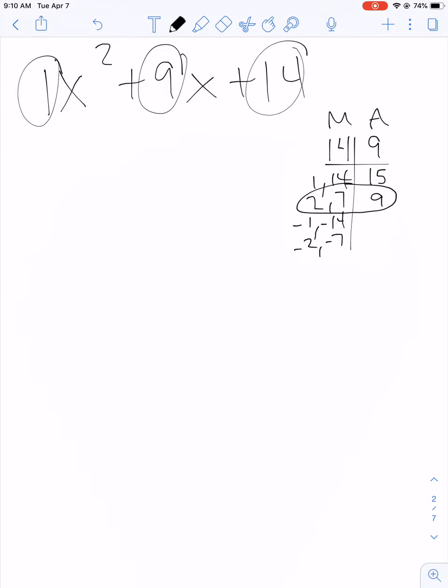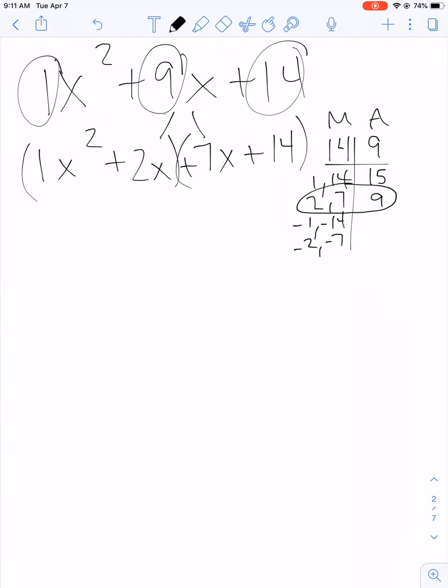All right, well, we can change 9x to 2x plus 7x. Everything else stays the same. And now I just break down the first two and the last two. Let's see, 1 is 1 times 1. X squared is x times x. 2 is 1 times 2 and x.